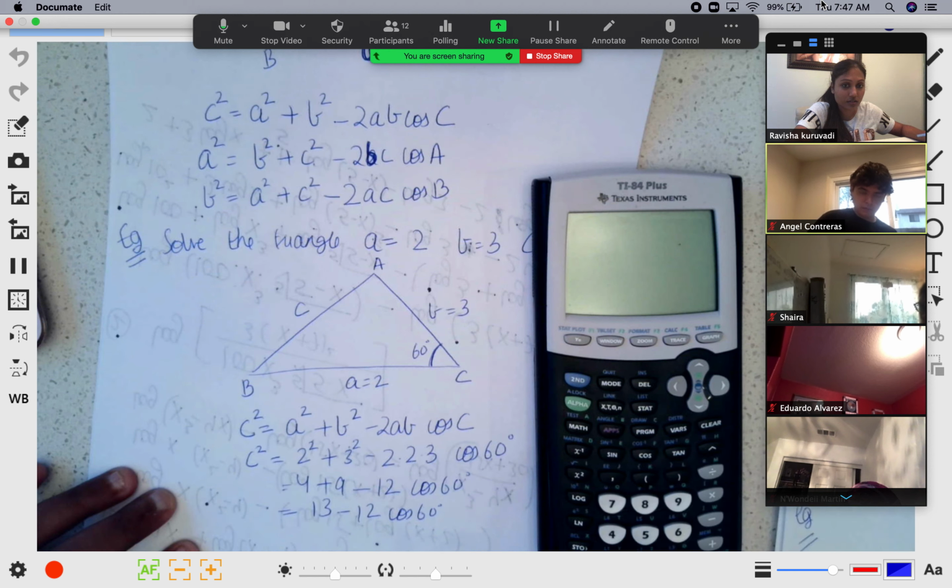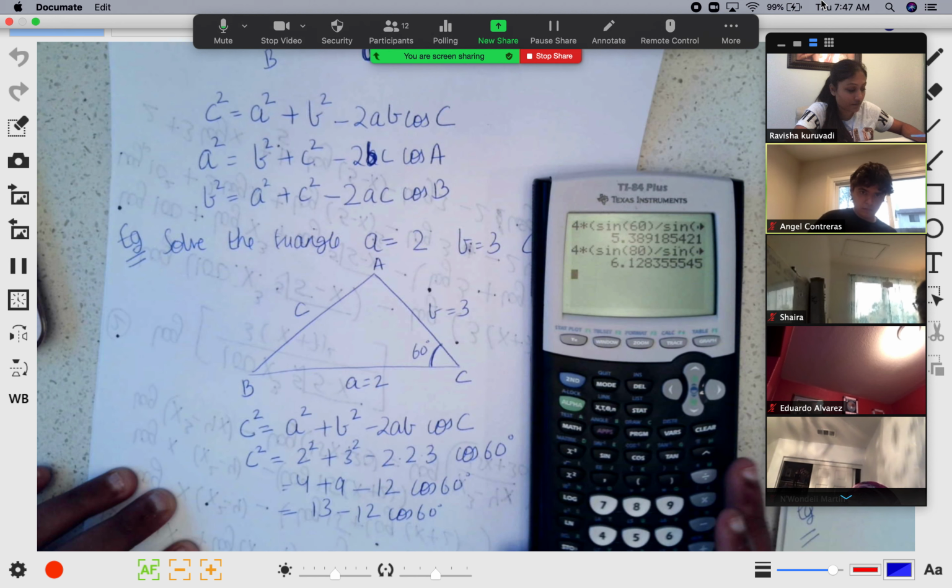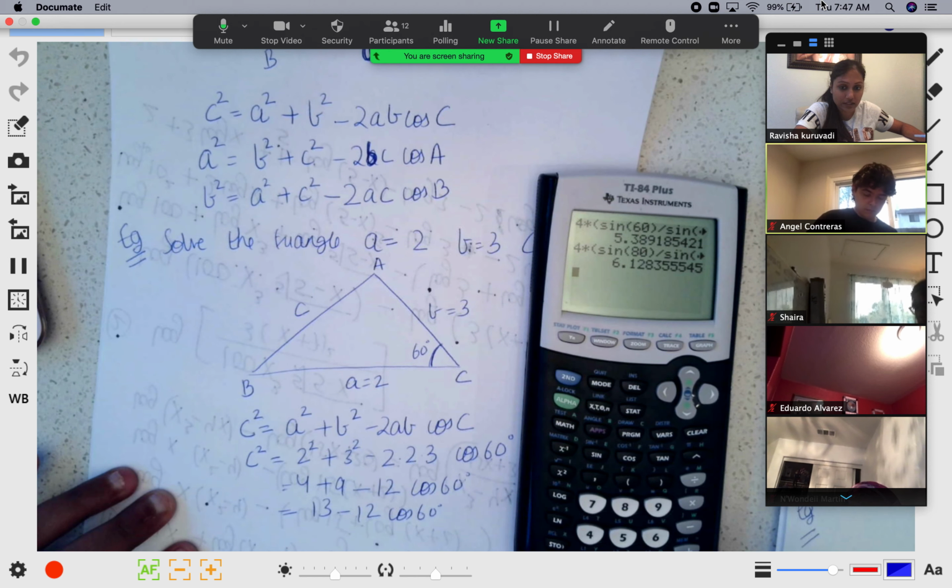Turn it on. You have 13 minus 12 times cosine 60. Close the bracket.